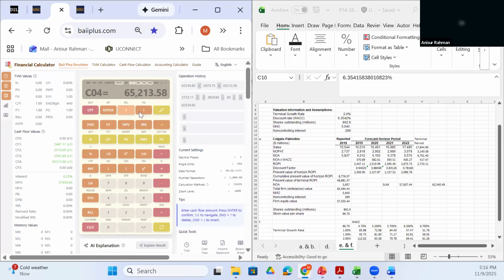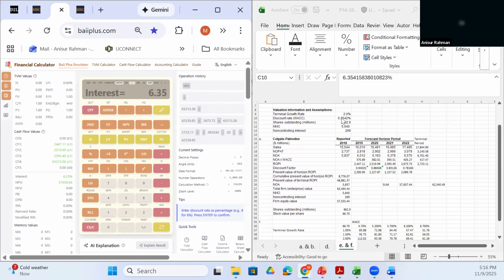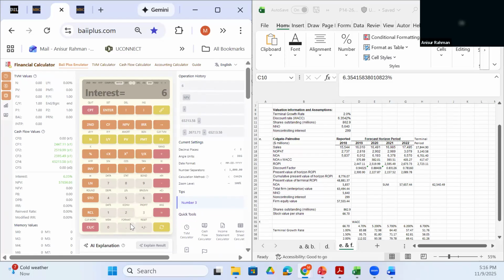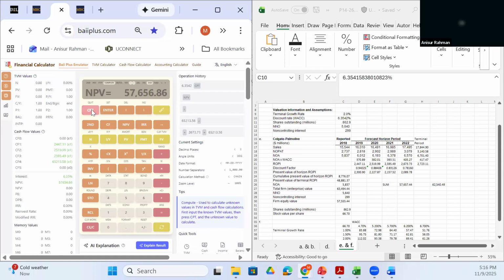Cash flow. So now we are going to NPV. Now for the interest rate, we are going to use 6.3542. Hit enter, down arrow, compute. So 57,656. And from Excel, we have 57,657. So very close. Using more decimal places for the discount rate is the key here to get a closer value to Excel.